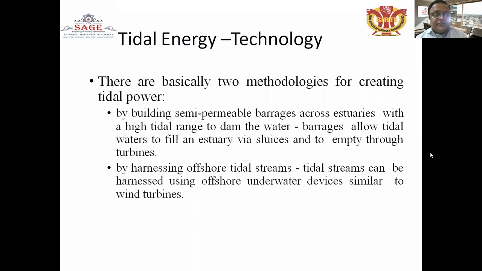Tidal energy technology: there are basically 2 methodologies for creating tidal power. One is building semi-permeable barriers across shores with a high tidal range to dam the water. The other is harnessing offshore tidal streams. Tidal streams can be harnessed using offshore underwater turbines.